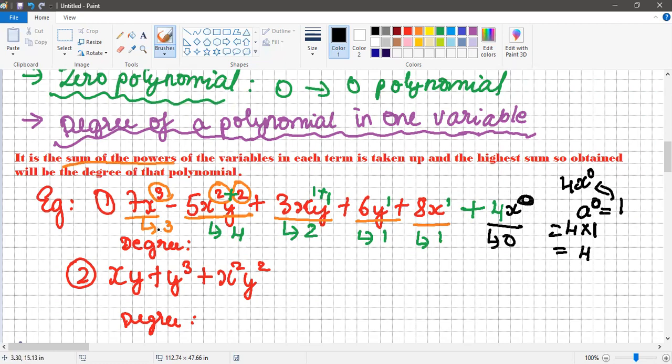So now you look here, we have found out the sum of the powers in each term. Now what is the highest sum? We found that it is 4, right? So what is the degree here? 4. You understood? You have to get the sum of the powers in each term and check which is having the highest sum of the powers. And that will be the degree of that polynomial. It's clear, right? Easy. I hope you understood.